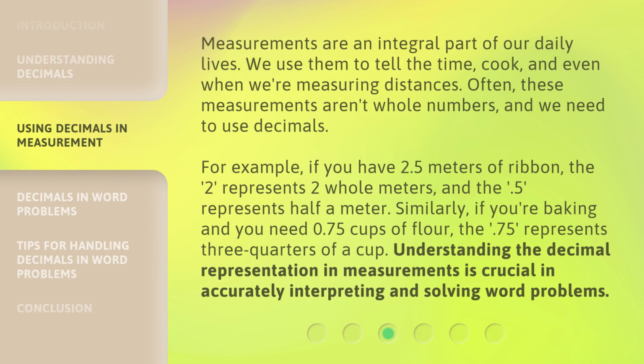Measurements are an integral part of our daily lives. We use them to tell the time, cook, and even when we're measuring distances. Often, these measurements aren't whole numbers, and we need to use decimals. For example, if you have 2.5 meters of ribbon, the 2 represents 2 whole meters, and the 0.5 represents half a meter. Similarly, if you're baking and you need 0.75 cups of flour, the 0.75 represents 3/4 of a cup. Understanding the decimal representation in measurements is crucial in accurately interpreting and solving word problems.